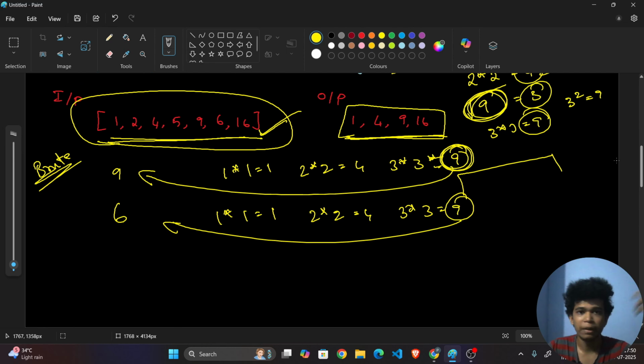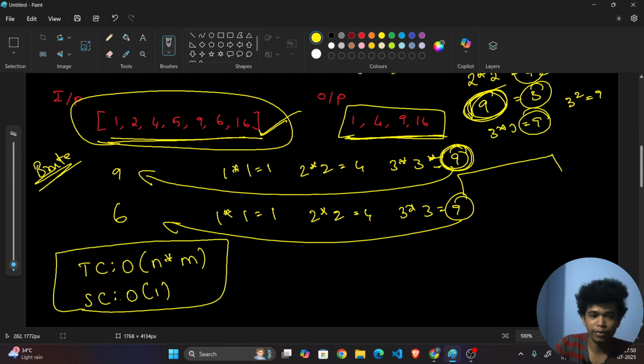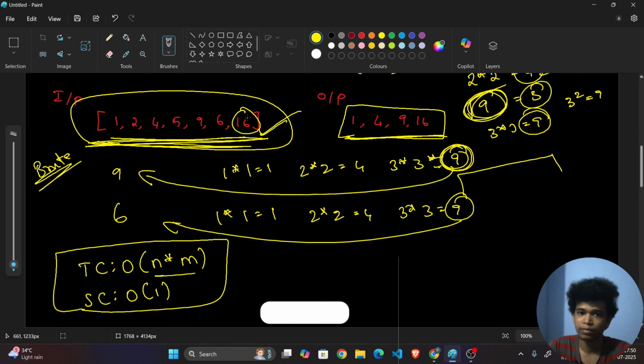Now this is going to be my brute force approach. So what is going to be my time complexity? Time complexity will be O of n into m, and space complexity will be O of 1. Why am I getting n into m? n stands for the number of elements, and m stands for the maximum element among them, like here 16. So this is my time and space complexity analysis.